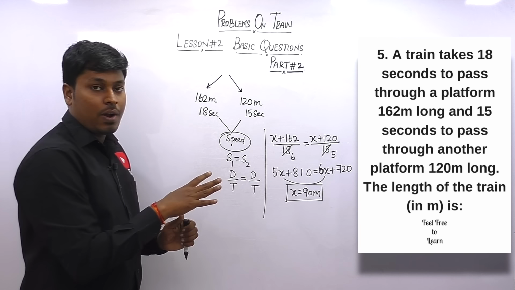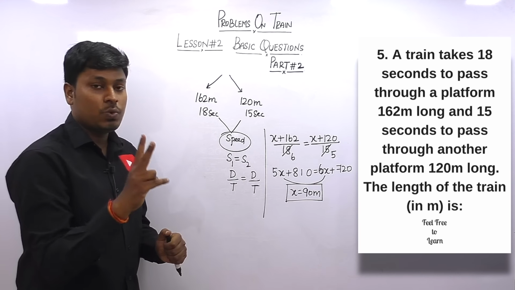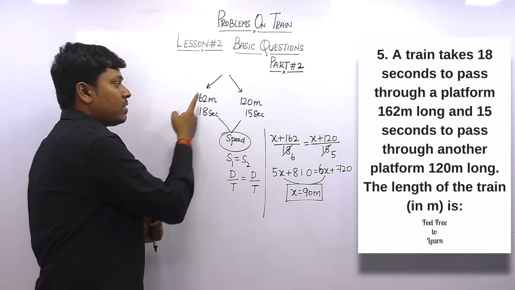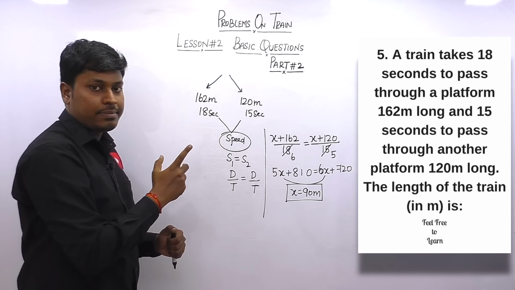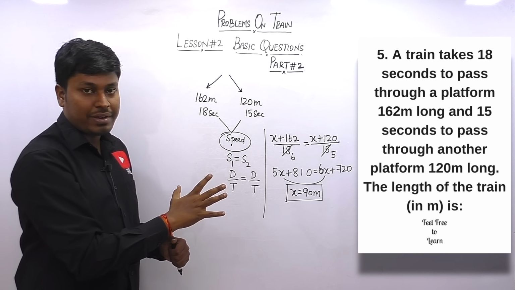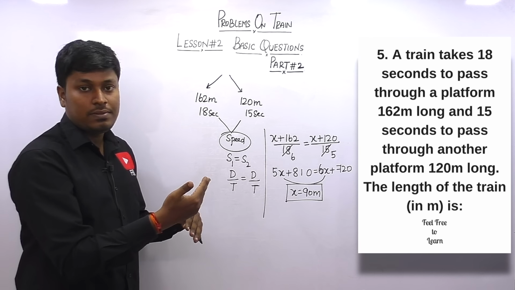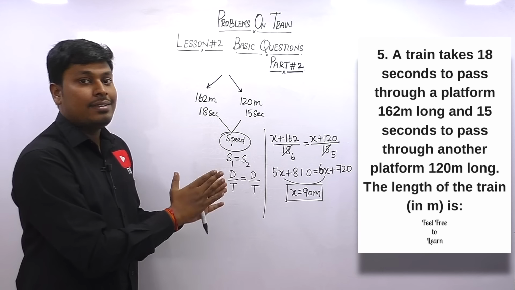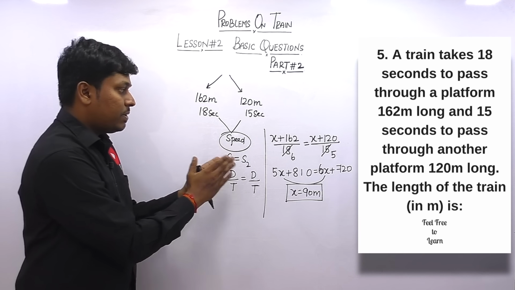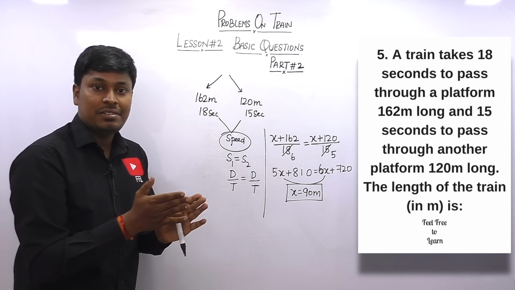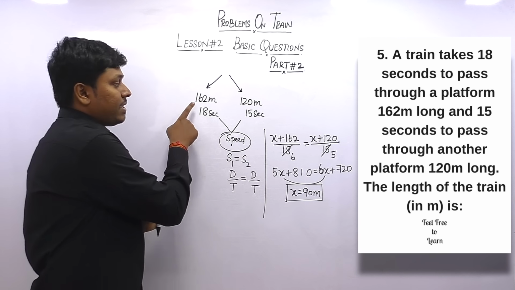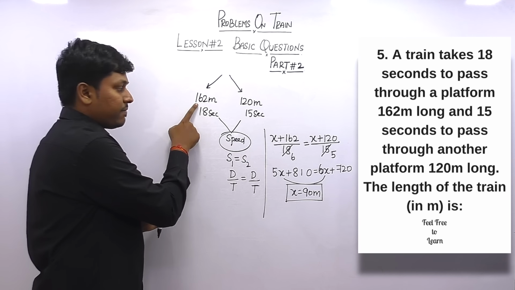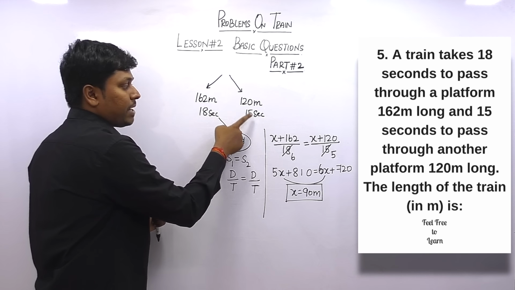So friends, understood the concept. The concept is important. They have given two cases. In the first case, a train crosses a first platform of 162 meters and it takes 18 seconds. There are many different ways to solve this question, from the options you can solve, but learn the traditional method. Only if you learn this traditional method for the toughest question, you can apply this and easily crack the question. So first case, a train crosses a first platform in 18 seconds, the second platform in 15 seconds.